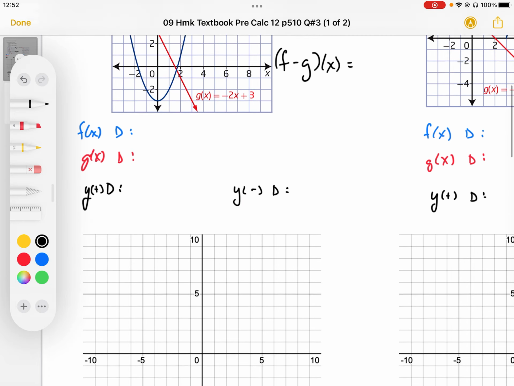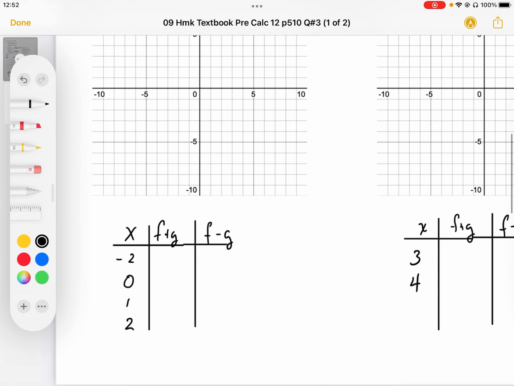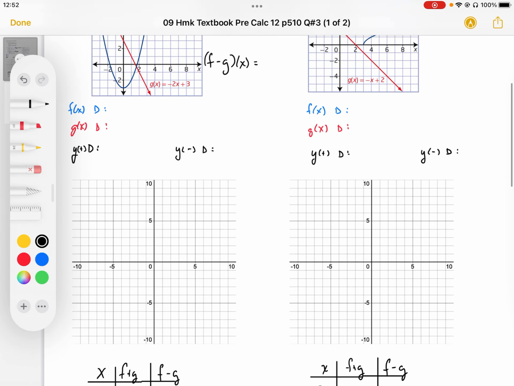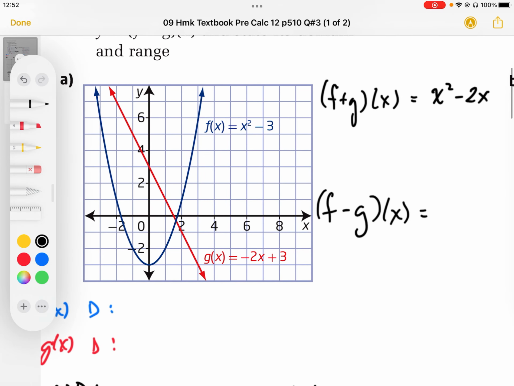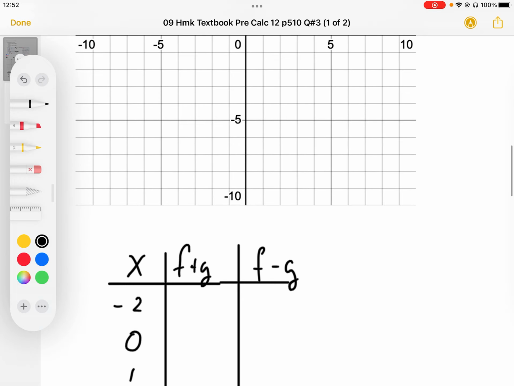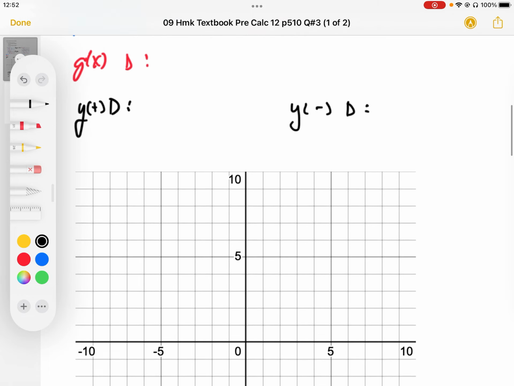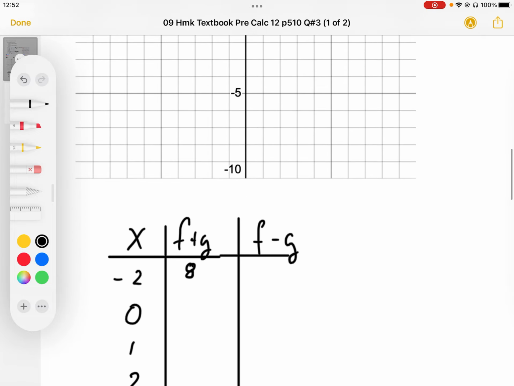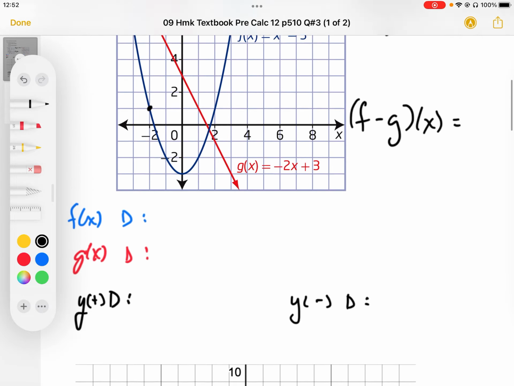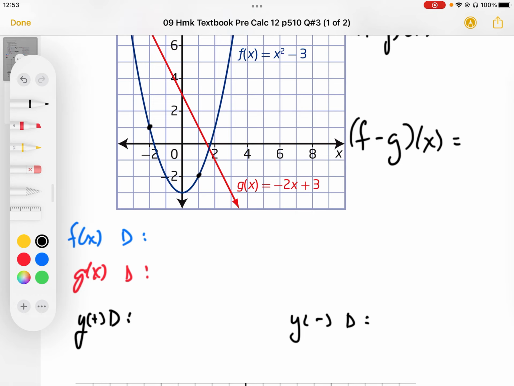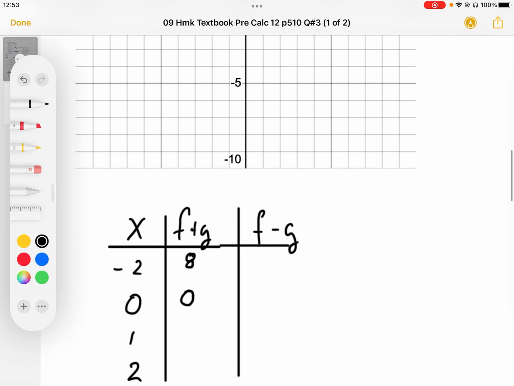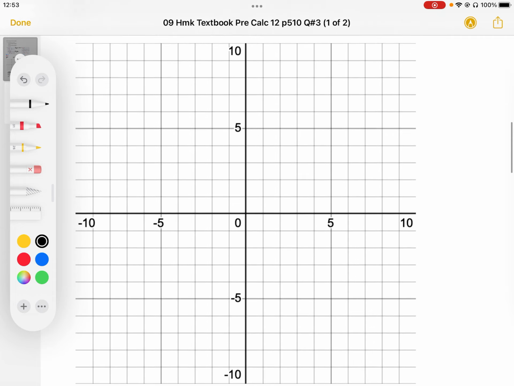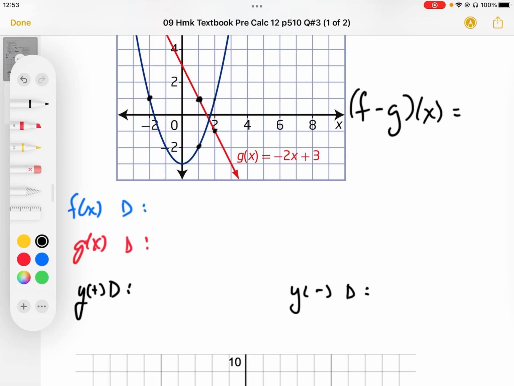Now, we could have done this as well using a table of values by just taking a look at some coordinates. So at x equals negative 2, I have positive 1 and positive 7. So that's going to give me a coordinate at positive 8. When I look at x equals 0, negative 3 plus positive 3 is going to give me a y coordinate of 0. At x equals 1, I have negative 2 here, positive 1 here. So if I add those together, I end up with negative 1. And at 2, I get negative 1, positive 1. So that's going to give me a y coordinate of 0.